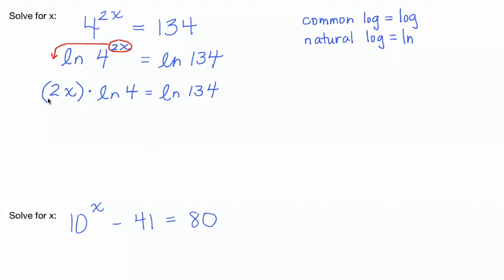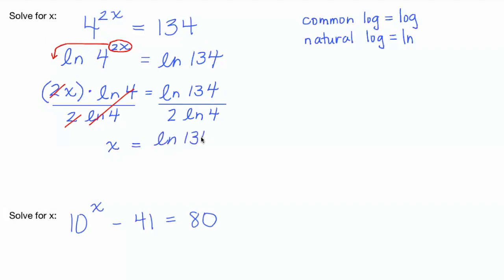And at the moment, we have a 2 and natural log of 4 on the same side that are multiplying it. I'm going to get rid of both of those by dividing both sides by 2 natural log of 4. On the left side, I'm just left with x. And on the right side is something that my calculator is completely able to evaluate for me.